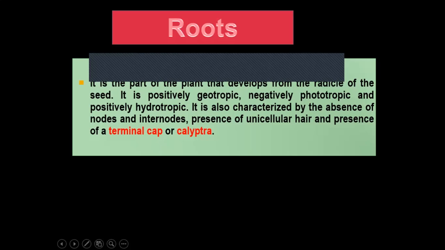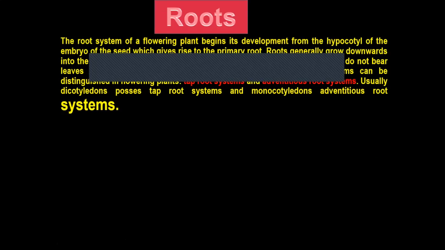Roots are also characterized by the absence of nodes and internodes, and the presence of unicellular hairs. The unicellular hairs help in absorbing water from the soil. There is also a root cap, the terminal cap, or calyptra. The root systems are the taproot system and the adventitious root system. Dicotyledonous plants possess a taproot system, and monocotyledonous plants possess an adventitious root system.